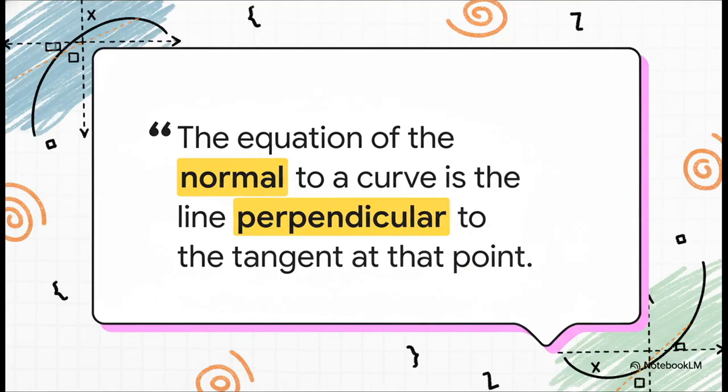You're going to start seeing this word normal pop up all over the place, especially when you hit calculus. A normal to a curve is just a fancy name for the line that's perpendicular to the tangent at that specific point. So what we're learning right now about perpendicular gradients is the exact same skill you'll need for those more advanced problems. It's the same idea, just with a different name.